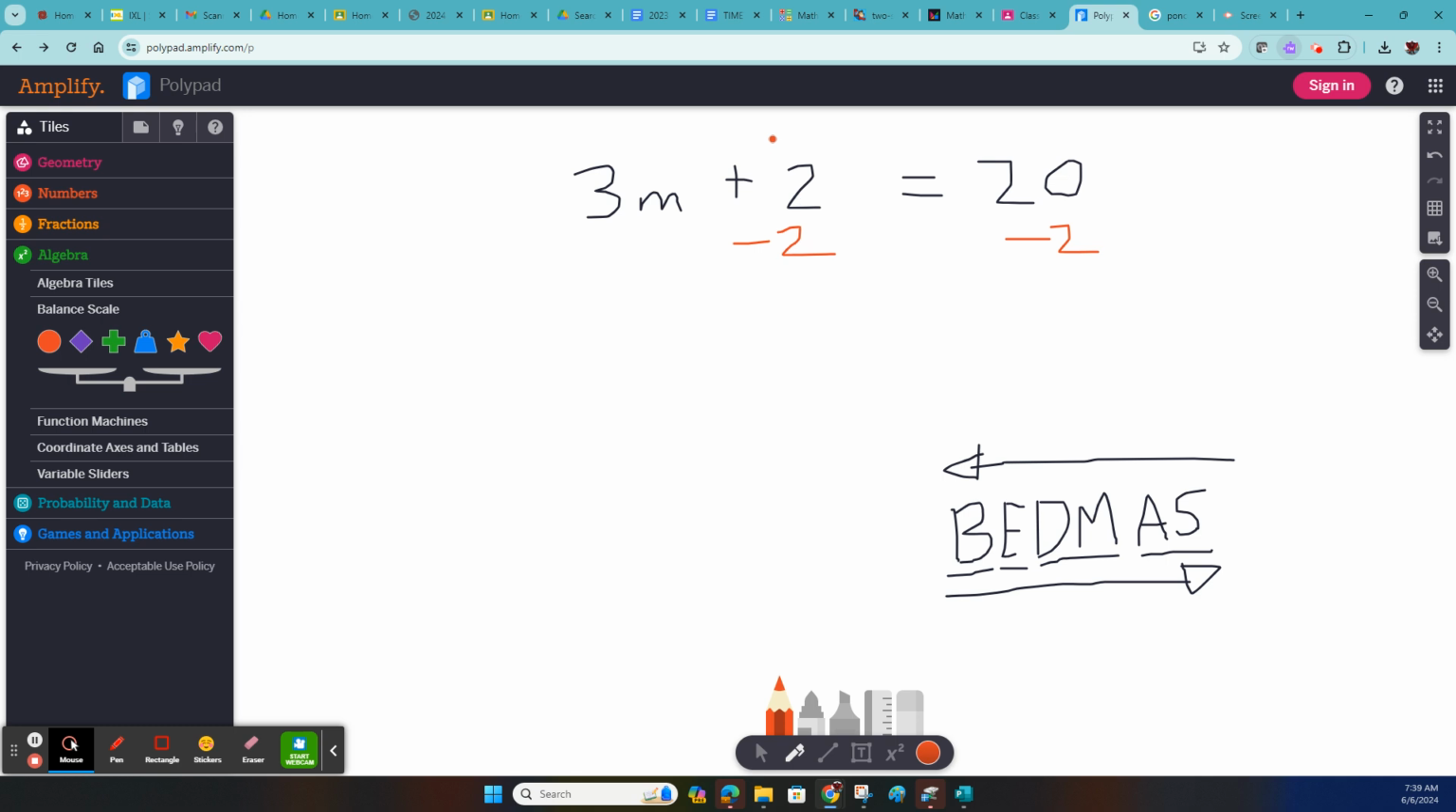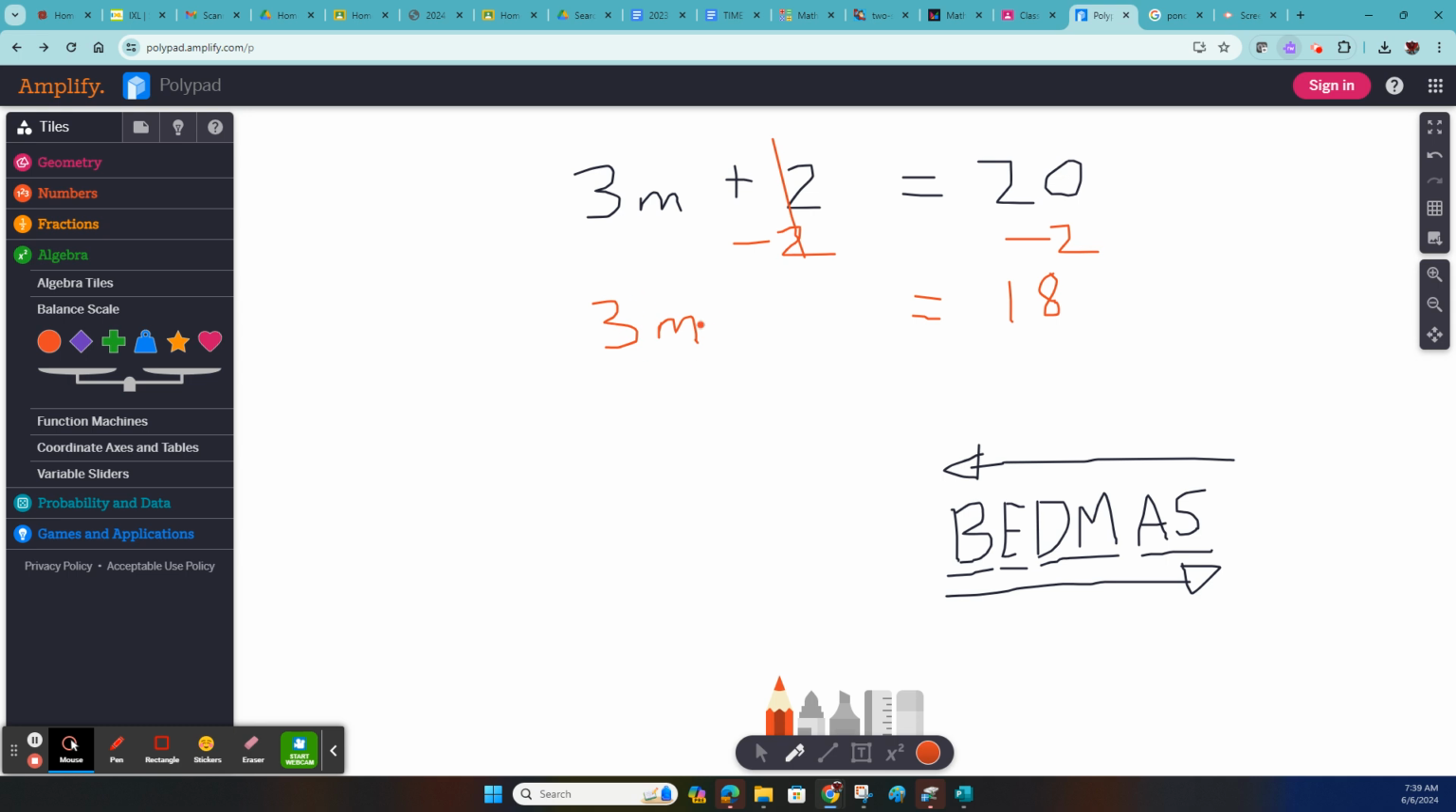Add 2 and subtract 2 cancel. 3m is going to drop down. That plus sign, don't need it anymore because there's nothing else to add. Equal sign drops down. 20 subtract 2 is 18. Cool. And now I've just down to one-step equation, just like we've been working on.